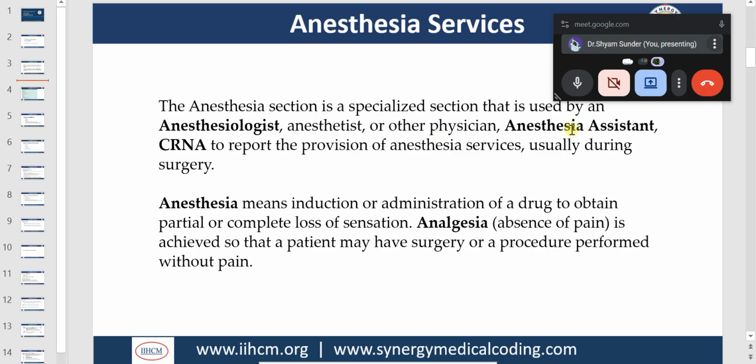So, anesthesia assistant or CRNA, they can provide anesthesia service independently for minor procedures. Also, they can provide anesthesia services under the supervision of the anesthesiologist, because the anesthesiologist is the boss. So, anesthesia assistant, CRNA, they work under the anesthesiologist directly or indirectly, right? So this is important.